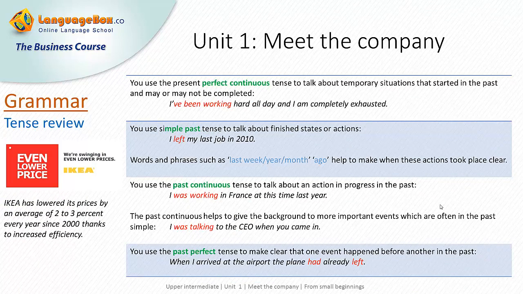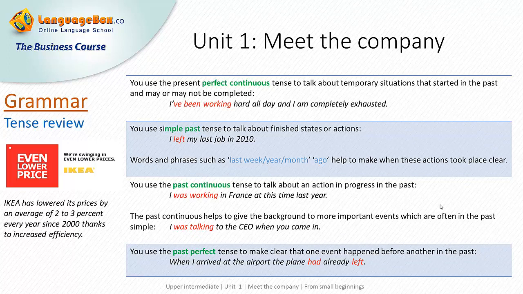And our final present tense is the present perfect continuous. And we use this tense to talk about temporary situations that started in the past and may or may not have been completed. So our example here is that I've been working hard all day and I'm completely exhausted.